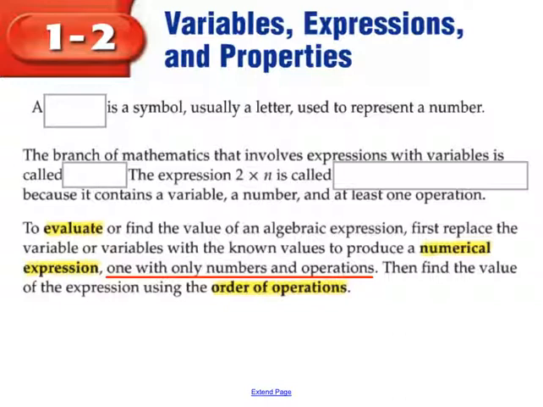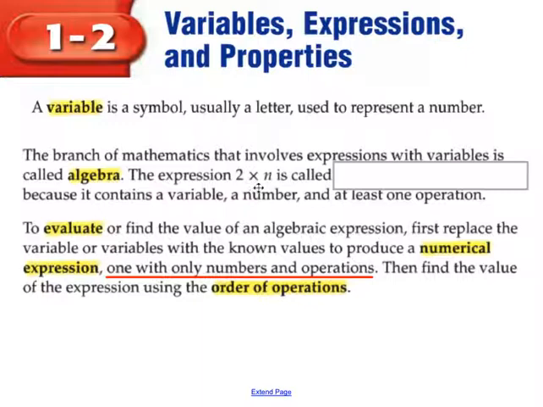To start off with, a variable is a symbol, usually a letter, and it represents a number. You guys are pretty familiar with what a variable is. Oftentimes we use the letter X or Y, but it could be any letter of the alphabet that represents a number. And the branch of mathematics that involves expressions with variables is called algebra, and that is the course that you're in this year.